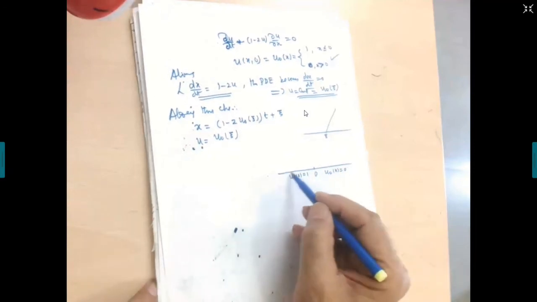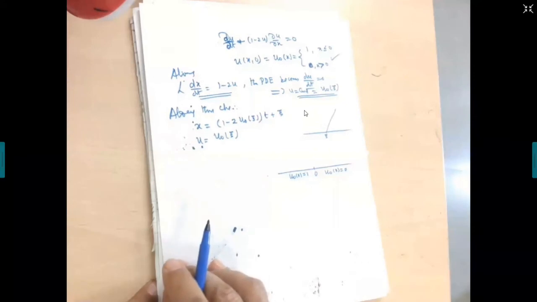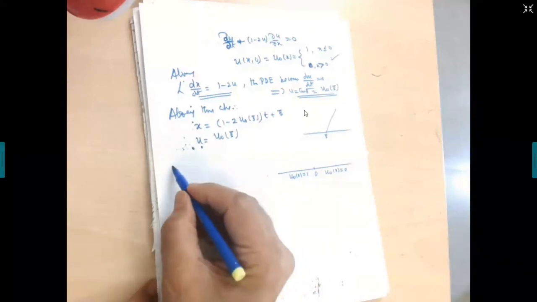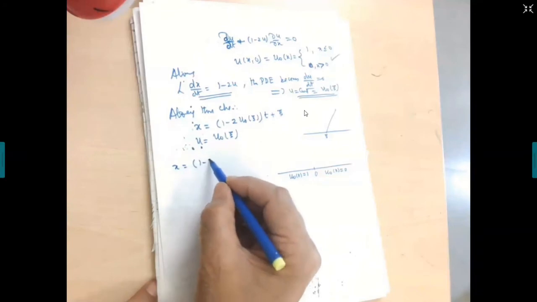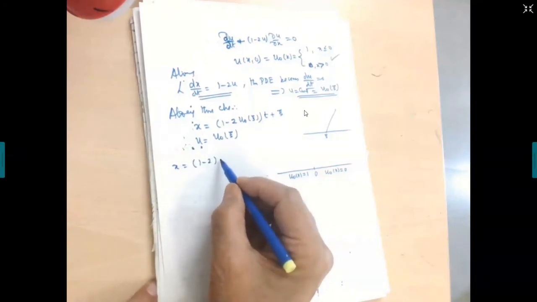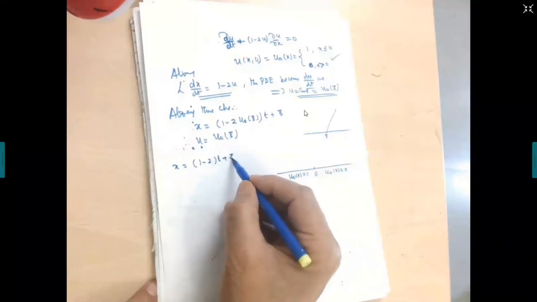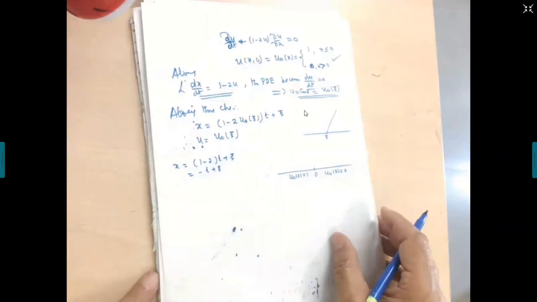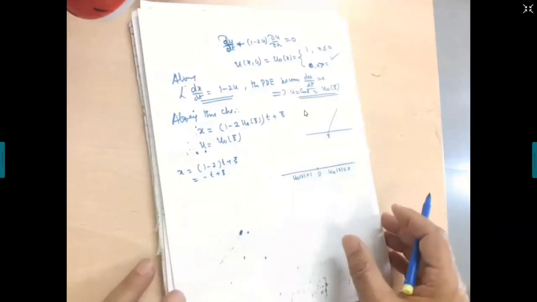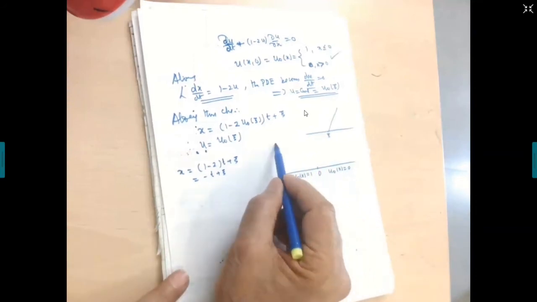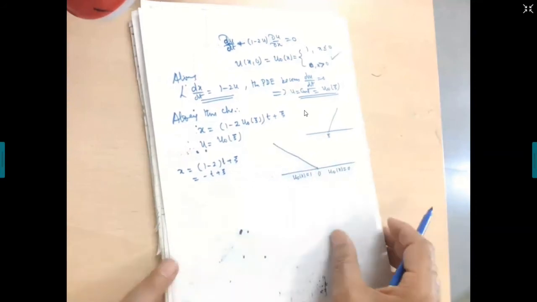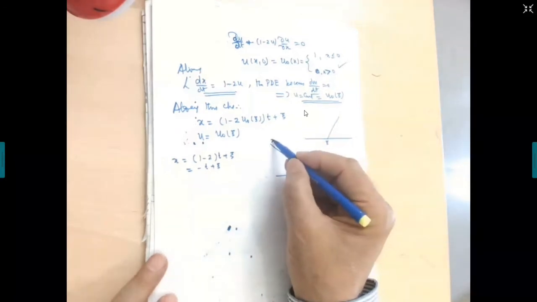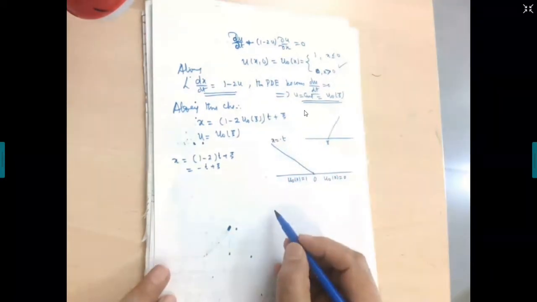In this part of the real line, what are the characteristics? So it's x equals 1 minus 2 times u naught of xi, that is 1 minus 2, so x is equal to minus t plus xi. These are the characteristics. So what is the leading characteristic emanating from 0? x is equal to minus t.